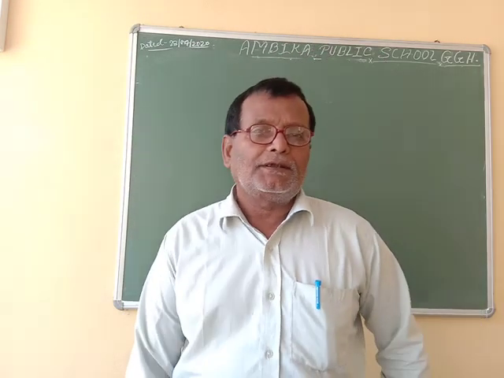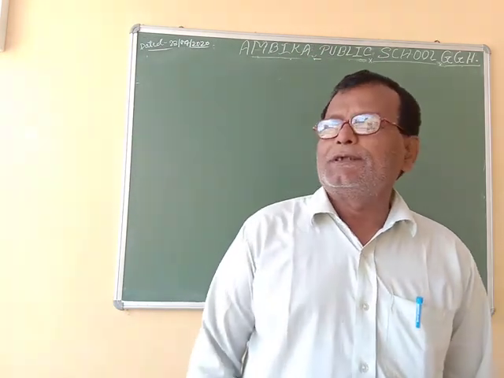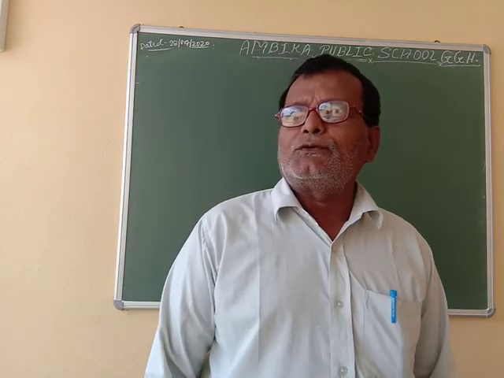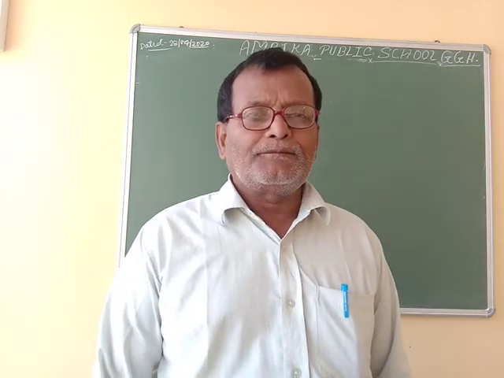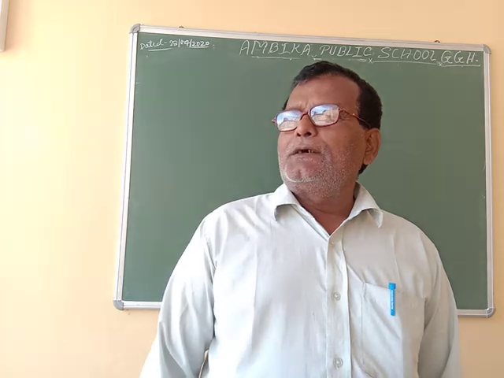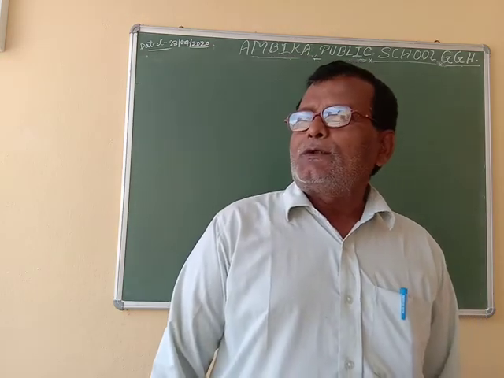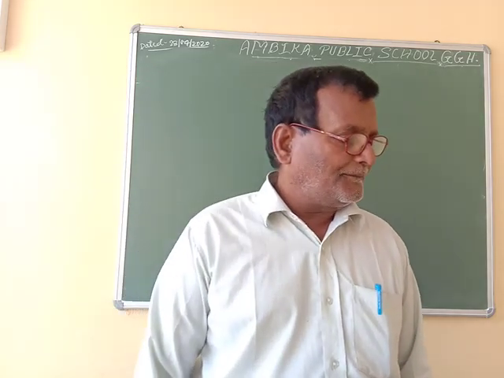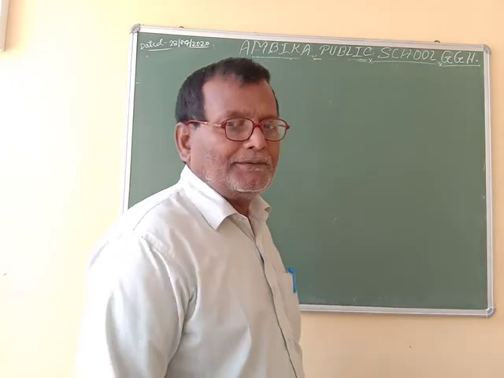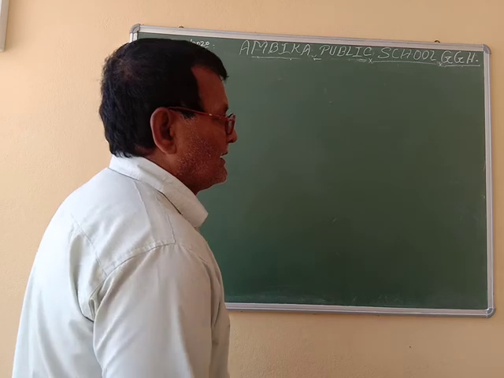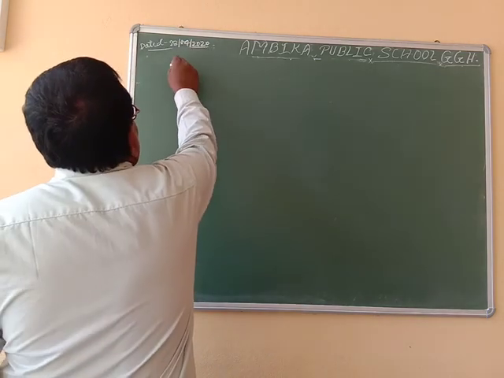Dear students, now I am going to prove that 3 plus 2 root 5 is irrational. In previous classes, we have learned that root 5 is an irrational number, root 3 is an irrational number. Now I am going to prove that 3 plus 2 root 5 is an irrational number.